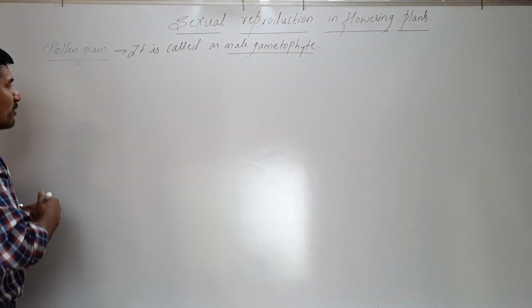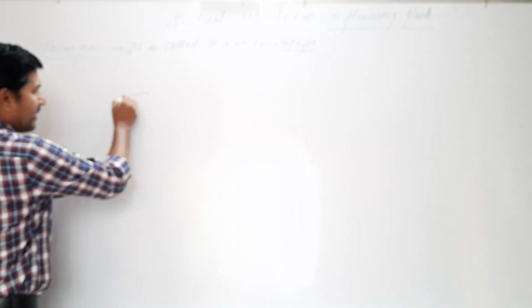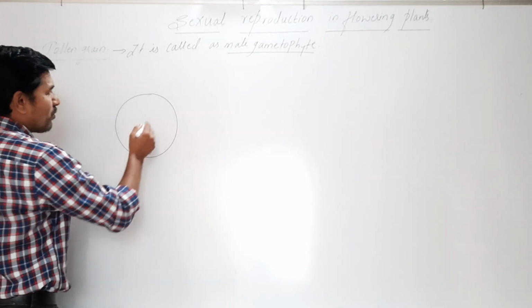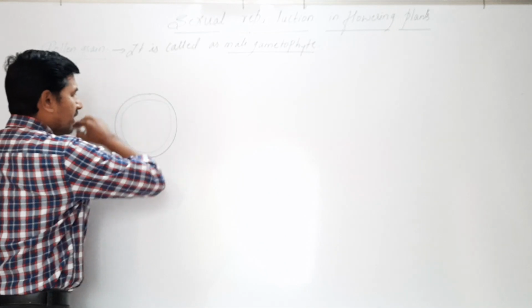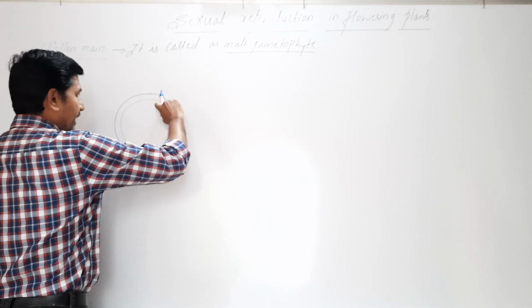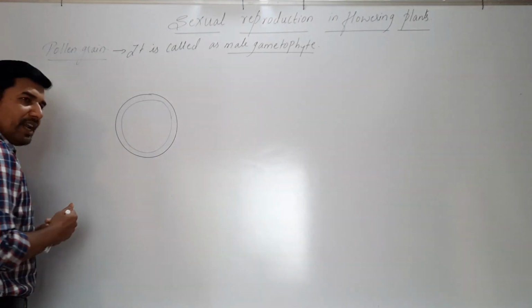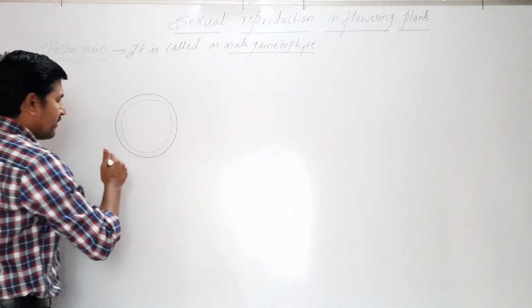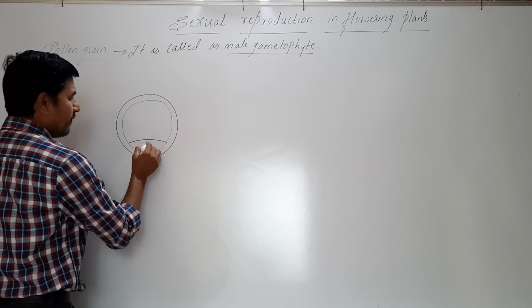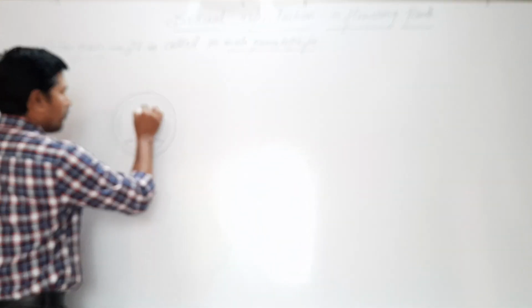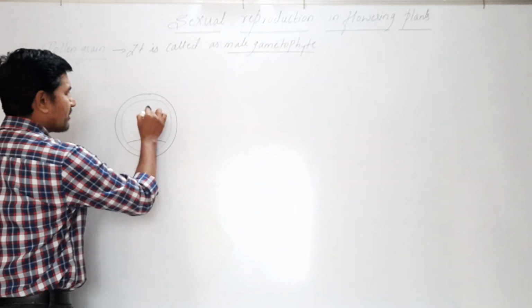If we look at the structure of a pollen grain, it is made up of two layers. The outer one is called the exine, and the inner one is called the intine. These are the two layers, and the pollen grain has two cells, one smaller and the other larger. So the pollen grain consists of two cells.